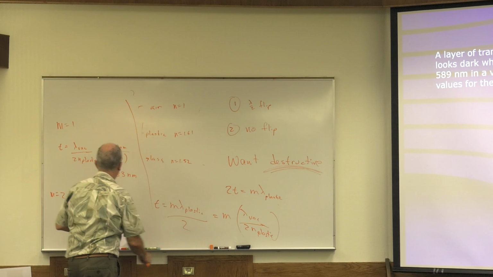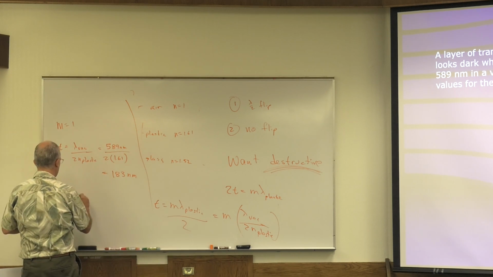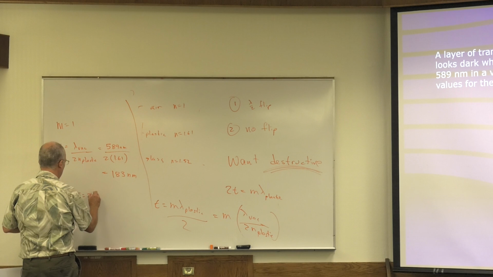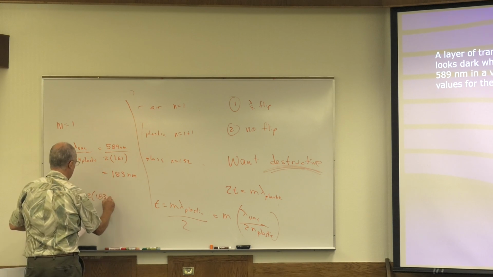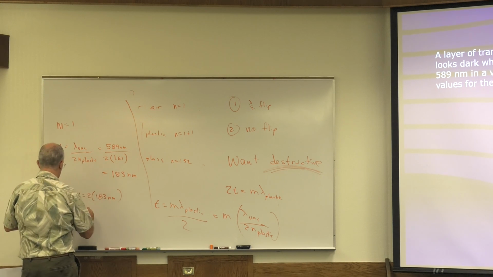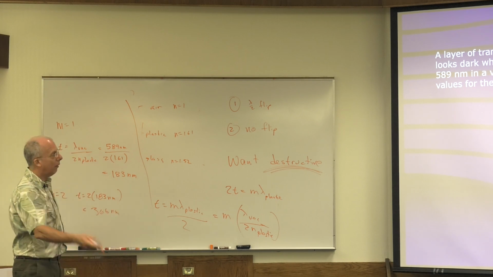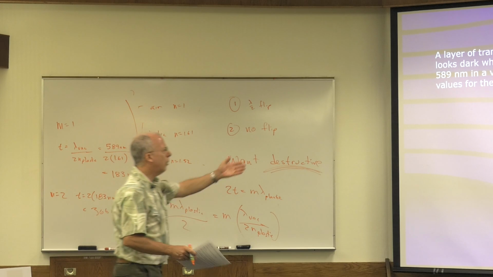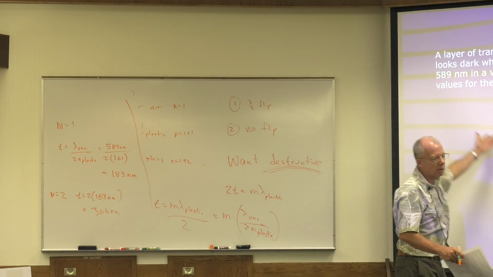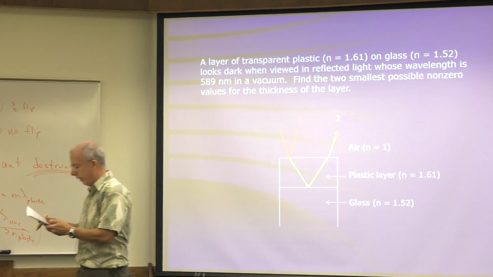And then for m equals 2, it's just twice that, right? So the thickness is 2 times 183 nanometers, which is 366 nanometers. So there you go, that's how to do it. They might do stuff like this: find the 2 smallest, or 3 smallest. Whatever, you never know.